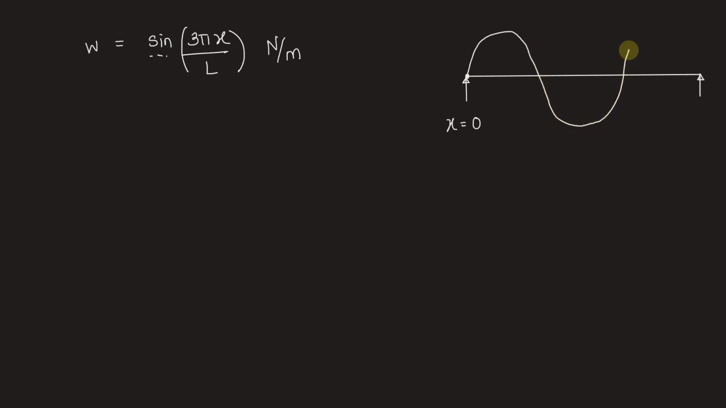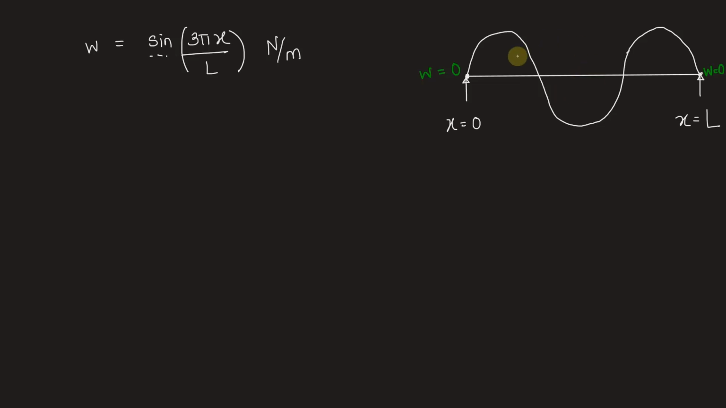Now what will be the magnitude at the right support? At the right support we have x equal to L, and when we substitute it here, 3πL by L, we get the load value to be 0, because sin 3π is 0. Sin of nπ is 0, and therefore the sine function goes here and we get the magnitude 0 here. So this is the load acting on the beam.